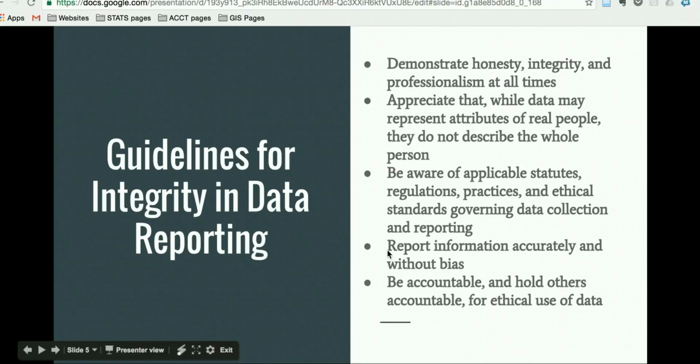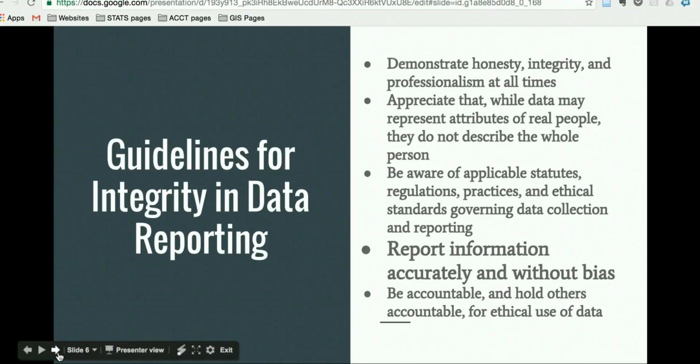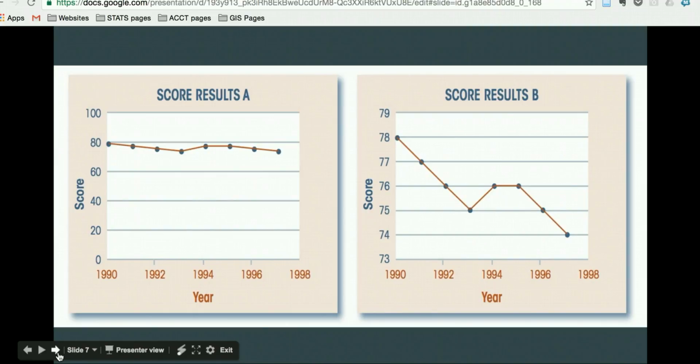Report information accurately and without bias. They make the point that you need to report your information accurately regardless of how bad the news is. And in the educational realm that these people are operating in, their bad news usually means a lot for their funding. So this is an important ethical issue for them. So here's the example they use to demonstrate how data should be presented regardless of how bad the news is.